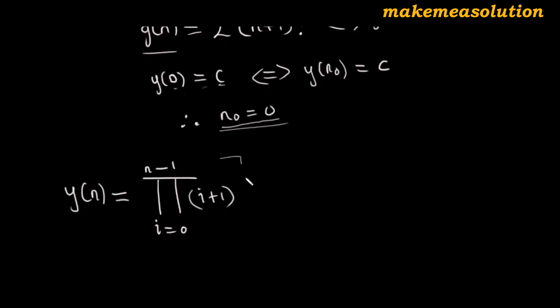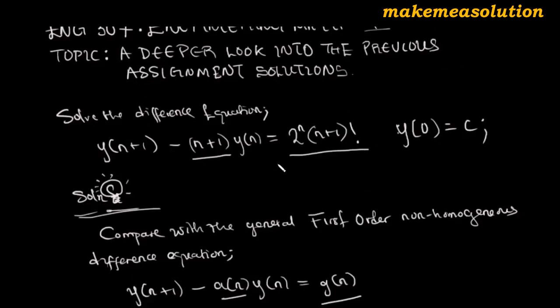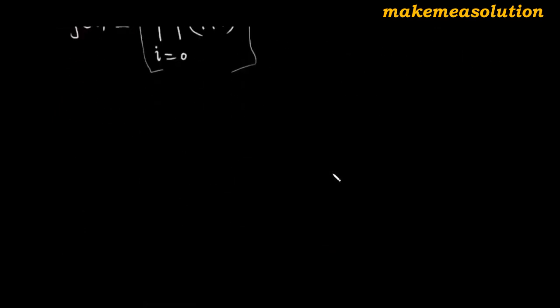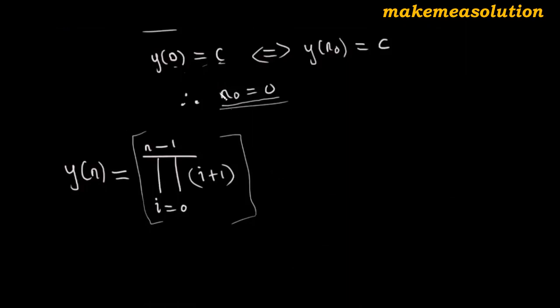Okay, then this is multiplied by our y of 0. Is that okay? Which is our y of n naught, and that is c. And you now have plus your summation from k equal to n naught, which is 0.